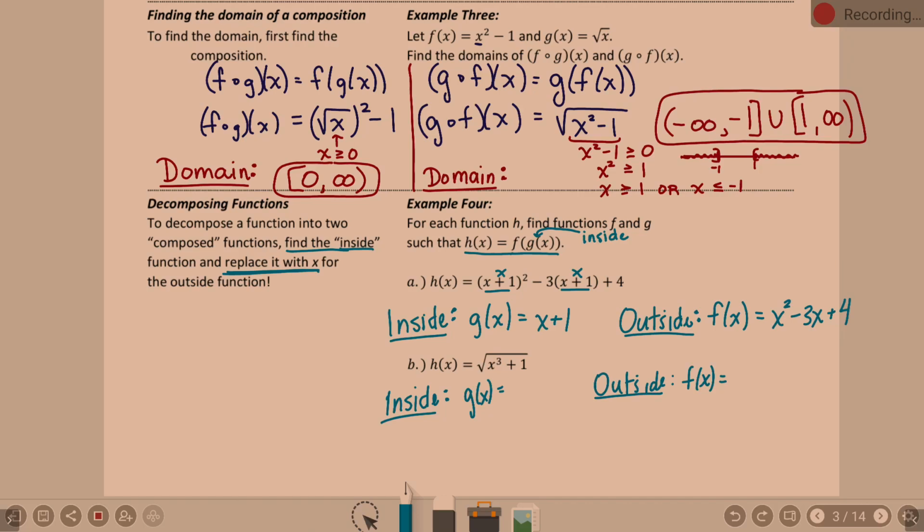Okay, thoughts on an option for the inside? Can it just be x cubed plus 1? That's what I like. If I take that entire x cubed plus 1, and here's the thing, last one was in the parentheses. This is what's under the square root, right? So if I take the x cubed plus 1, and I use that as my inside, what's my outside? Would be a square root of x. Because we're going to take the x cubed plus 1 out, and when you take that x cubed plus 1 out, you're going to replace it with x, so it's the square root of x.